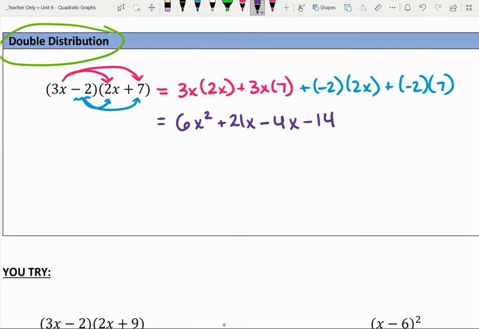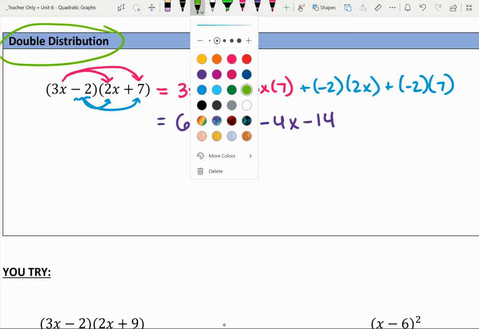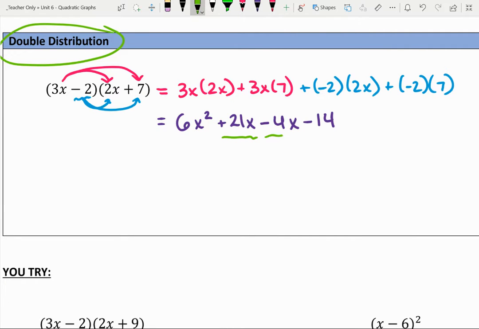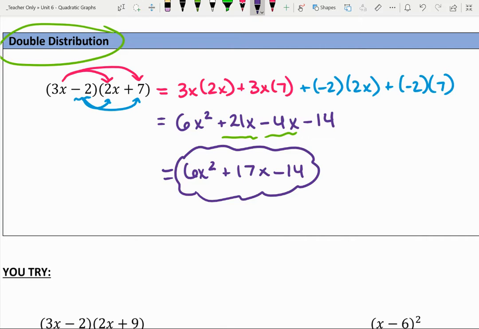And then we end up with some like terms here. Again, the 21x and the -4x. So we'll end up with 6x squared plus 17x. 21 minus 4, I believe, is 17. So 17x minus 14. So double distribution may be a method for you. It's not any better than the box method. It's not any worse than the box method. It's applying an earlier skill that you have and using it in a new situation.